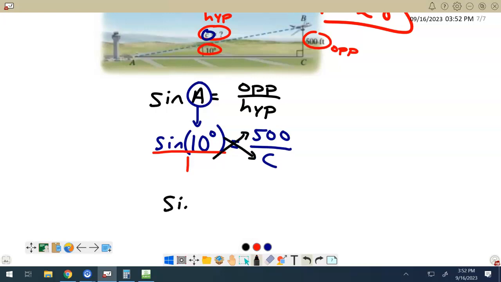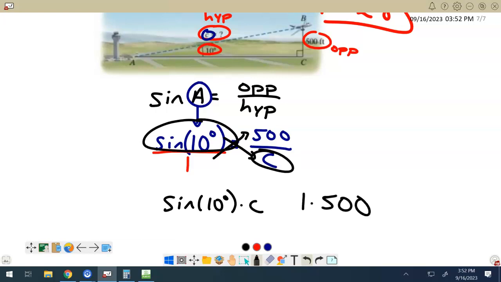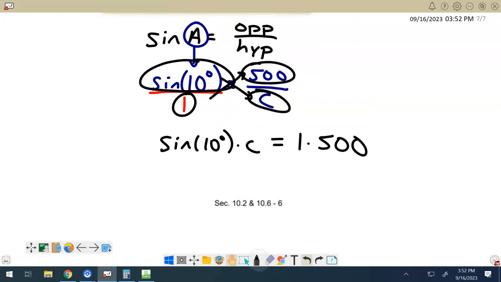So we're going to get sine of 10 degrees times C, right? That's multiplying these opposite corners together. And we're going to get 1 times 500, right? That's multiplying these opposite corners together. And we set those equal to each other. And then we get C by itself by dividing the sine of 10 degrees to the other side. Now this time we're dividing by sine, but it's not an empty sine like I talked about before. There's a number with it, so this is perfectly legitimate. It's going to resolve to an answer because we have a number that goes with the sine.